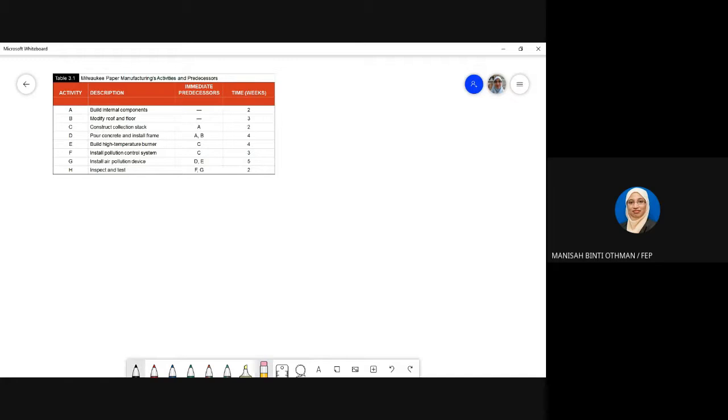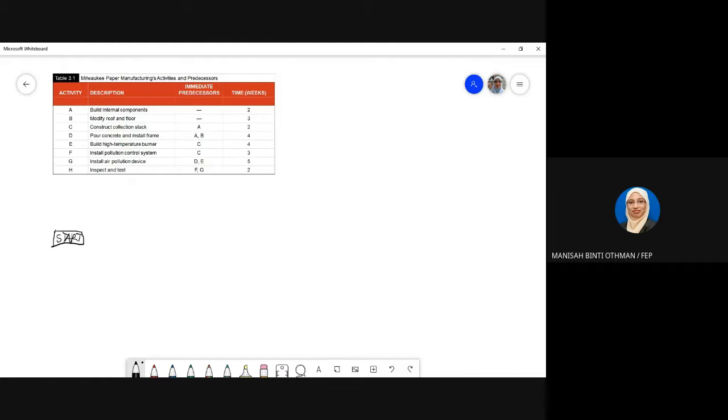Okay, so now we will start to draw a network for this project. To draw a network, first we will start with start. Okay, so which one is the start activity? Can you determine which one is the activity that you can start with, that you don't have to wait for the previous activity to complete?